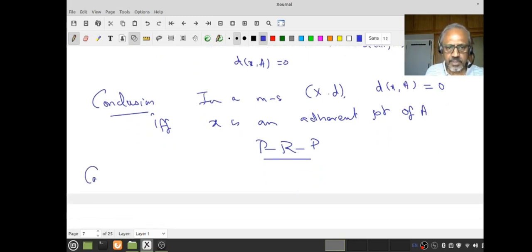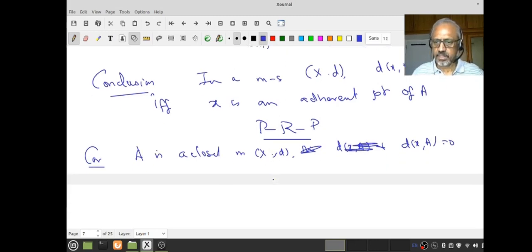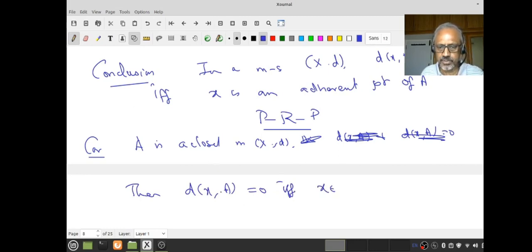So in particular, a corollary: suppose A is a closed set in a metric space (X, d), and assume d(x, A) is 0. Then what I wrote is correct: d(x, A) is 0 if and only if x is an adherent point of A. Since A is closed, this holds if and only if x belongs to A. Therefore x belongs to A. Do you see this?